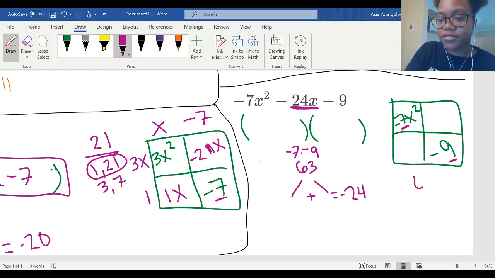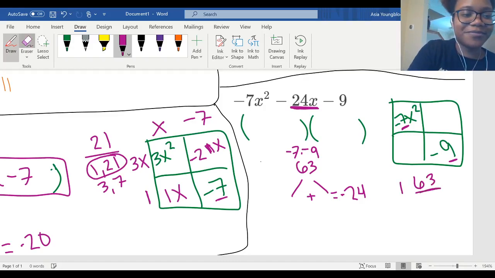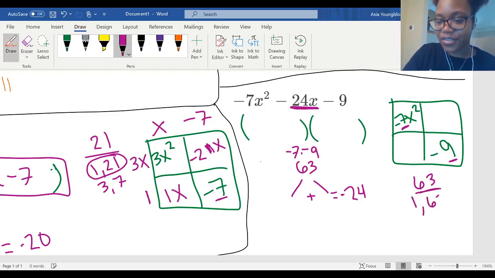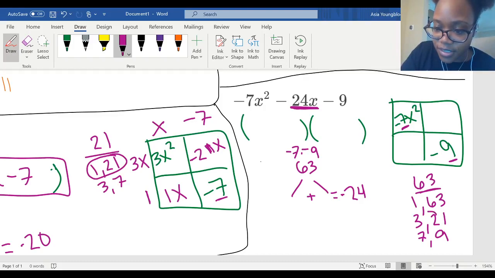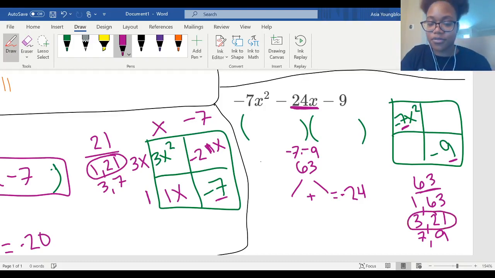So let's think about our factors of 63. 1 and 63. 2 does not go into 63, so we will skip it. 3 and 21. 4 does not go into 63. 5 does not go into 63. 6 does not go into 63. 7 and 9 and 8 does not go into 63. So these are our three factor pairs for 63. We can see that 3 and 21 look like they have the most promise.